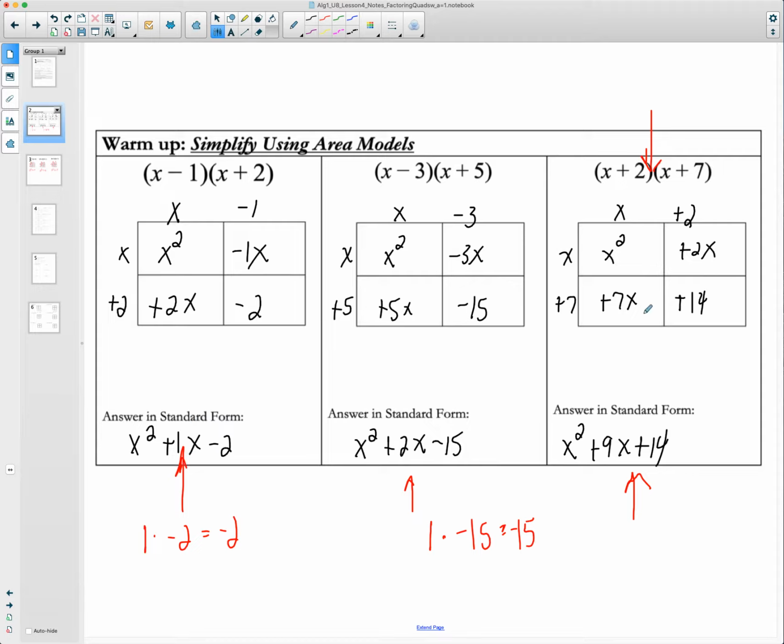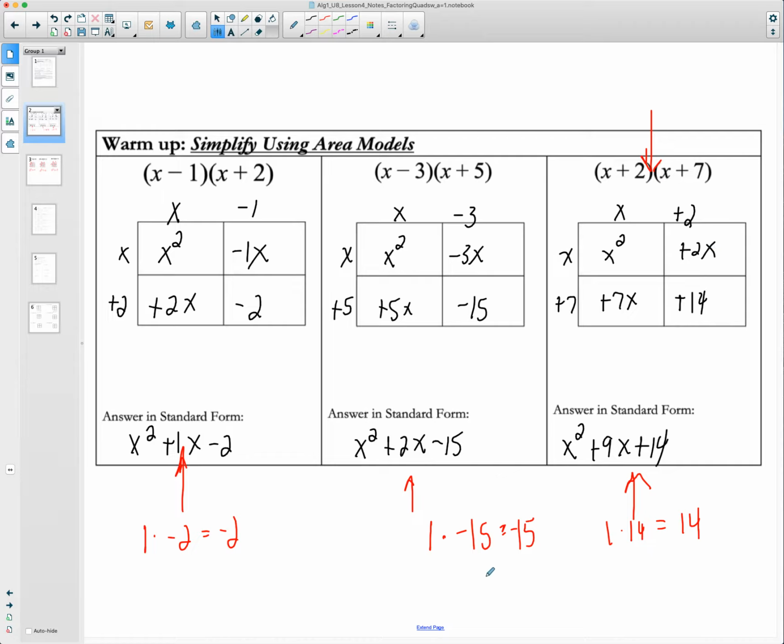Interesting, right? And notice in my last example, if I do 1 times 14, that equals 14. And if I look here, 7 times 2 is also 14, but 7 plus 2 equals this 9x in the middle. So there definitely looks like there's a very significant pattern, a definite significant connection between our A and C terms here and how we get these two terms in the middle.